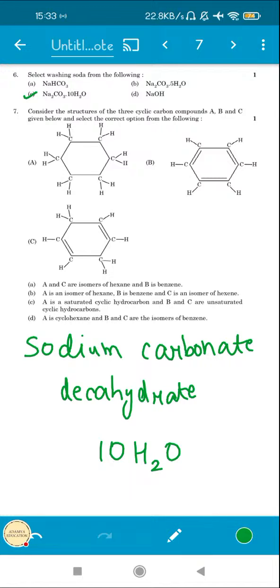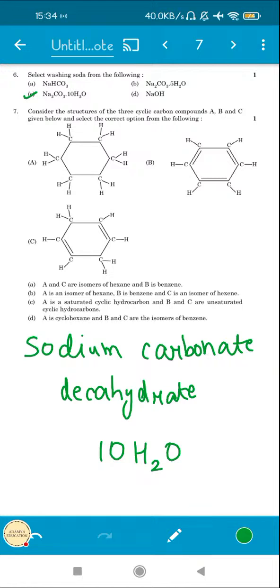It might look confusing, but it is not at all. Consider the structures of the three cyclic carbon compounds A, B, and C given below and select the correct option from the following. So the first one is cyclohexane, as you can identify very easily. Option number B is benzene, a very interesting cyclic compound about which you will learn more in class 11 and 12. And the third, number C, is another cyclic compound, but it is not hexene. There are two double bonds, so it will be a diene. Hexadiene, depending upon which position the bonds are in.